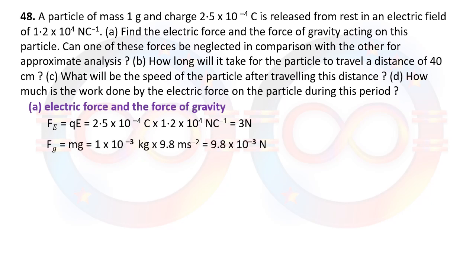If we want to calculate force of gravity, it is mg, m is 1 gram, so it will be 10 raised to minus 3 kg, and then 9.8 meter per second square is acceleration due to gravity, so it is 9.8 into 10 raised to minus 3 Newton. That is the answer for part A, electric force and gravitational force. The next part in the same question: can one of these forces be neglected in comparison with the other for approximate analysis?